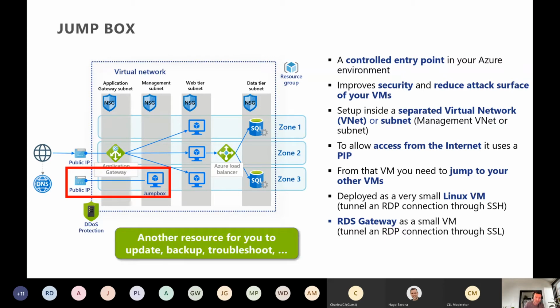yet it's another resource for you to keep updated and backed up, and you also need to troubleshoot it when it fails. And if you, for example, want to foresee high availability, you should at least have two jump boxes deployed, which brings the price up. So that in case one is down, you still have access to a second one, which you can use to connect to your spoke VMs.